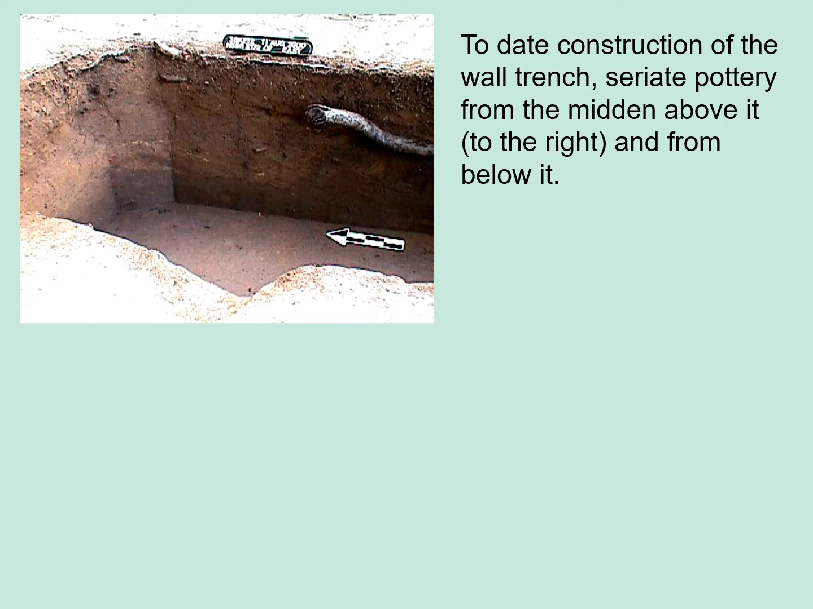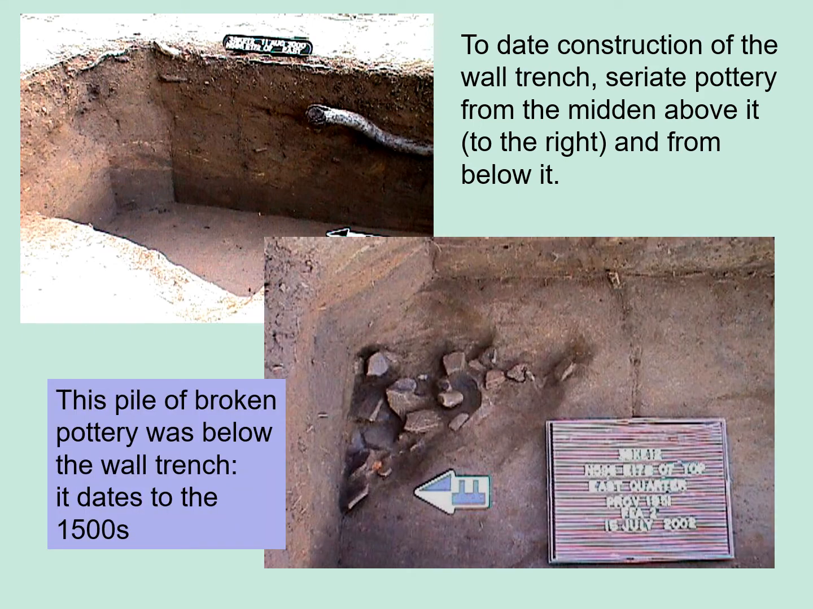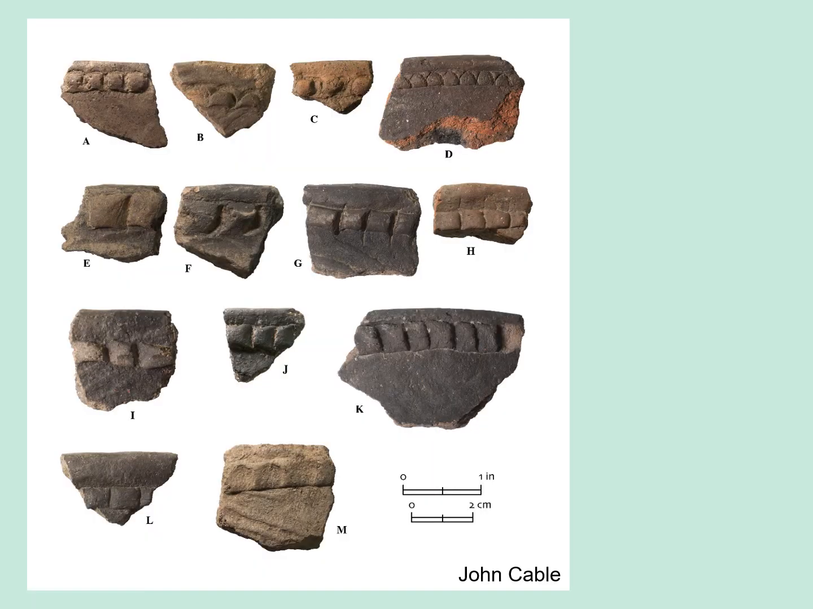So to date construction of the wall trench, I could seriate pottery, that is broken bits of trash pottery, from the midden above it and from below it. And indeed, down below it, we found this pile of broken pottery. And by looking at the style of the pottery, we could tell that the pottery dated to the 1500s. Therefore, the wall also dates to within the 1500s. The pottery looked like this. It has a very distinctive decoration up near the rim of the pot. So these are sherds, broken pottery vessels.